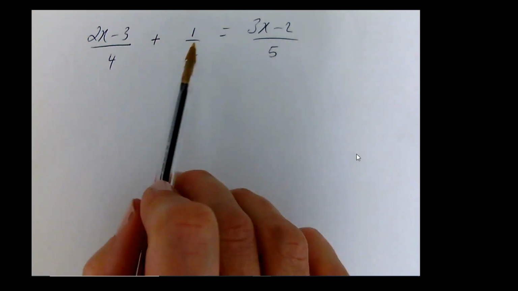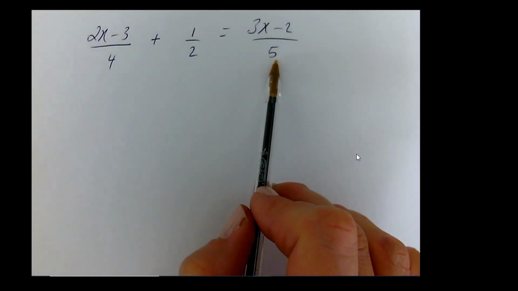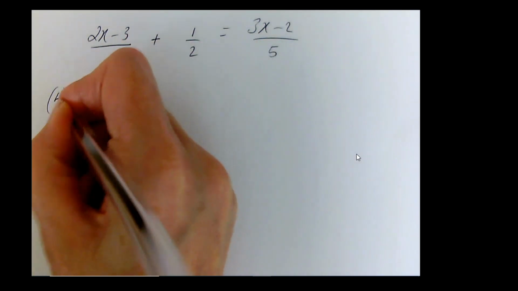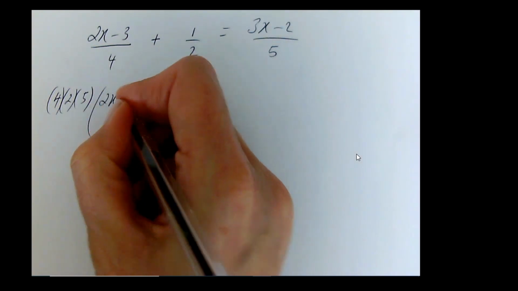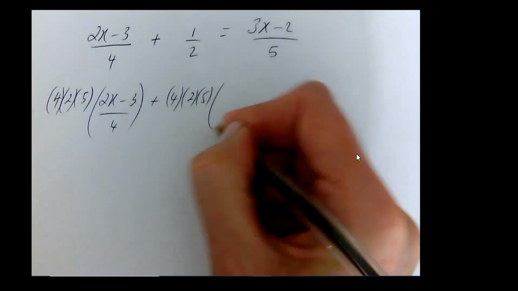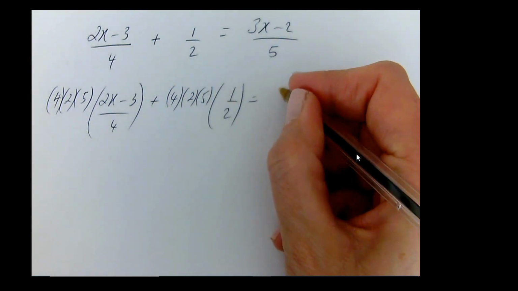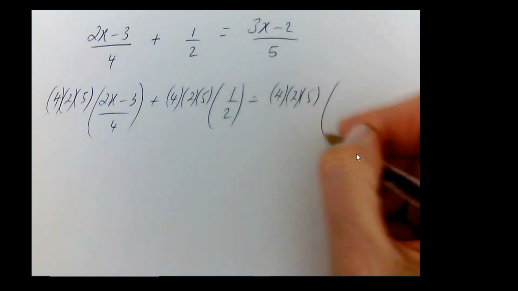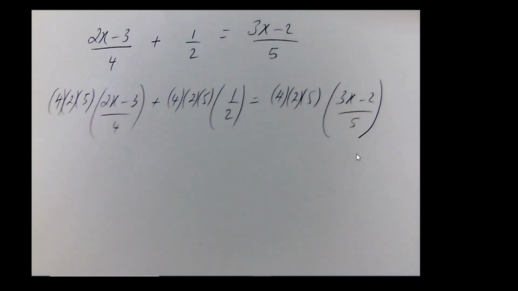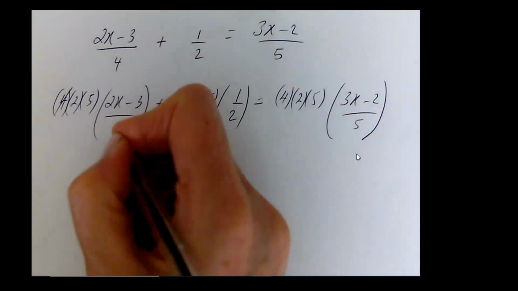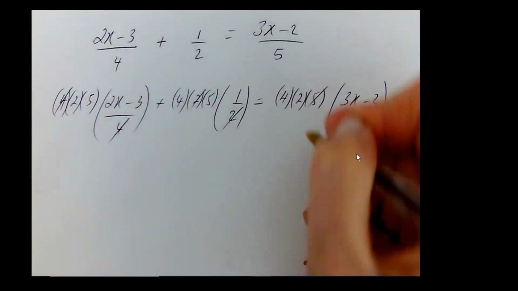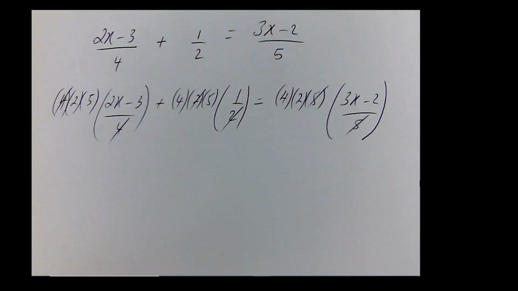So I have a divide by 4, a divide by 2, and a divide by 5. So I want to get rid of all of those denominators. So I'm going to multiply every term by the 3 of those. And now the 4 cancels with the 4, the multiply by 2 cancels with the divide by 2, and the multiply by 5 cancels with the divide by 5 there.